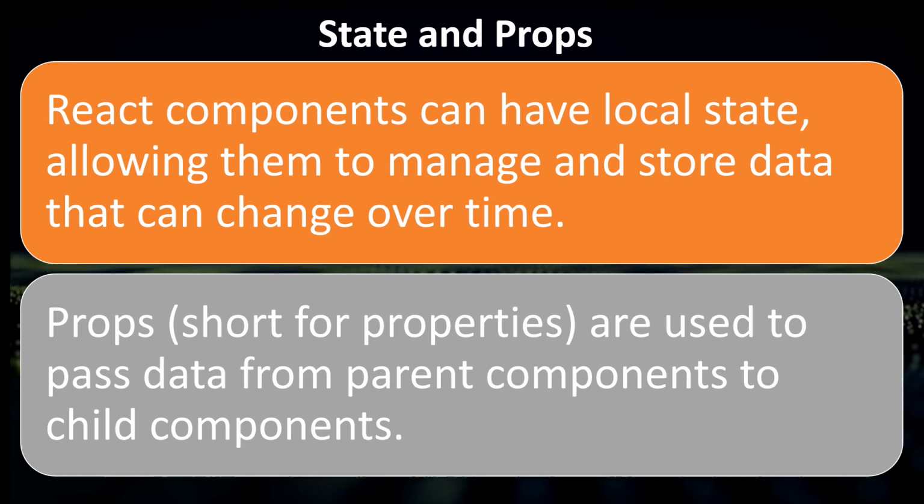State and props. React components have a local state, allowing them to manage and store data that can change over time. And props, short for properties, are used to pass the data from parent to the child components. So two points, state and props. React components have a state, and it can manage and store the data which changes over time. And properties, or props, are used to pass the data from the parent to the child component.